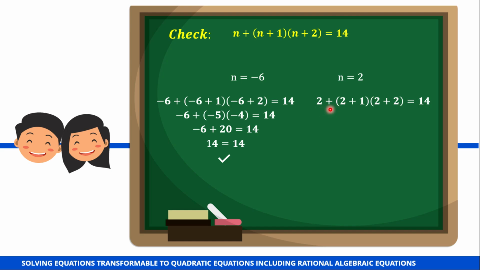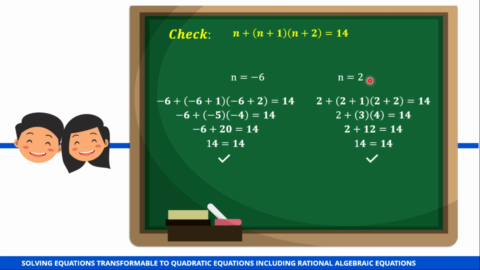Simplify. This will become 2. Kopyahin lang natin yung nasa unahan. 2 plus 1, that is 3. 2 plus 2, that is 4, is equal to 14. Now, 3 times 4, that is 12. So, we have 2 plus 12 is equal to 14. 2 plus 12, that is 14. 14 is equal to 14.